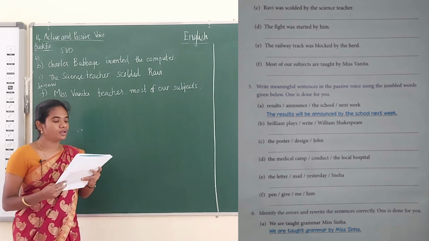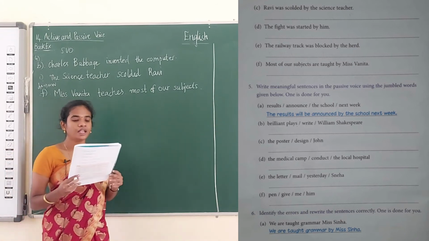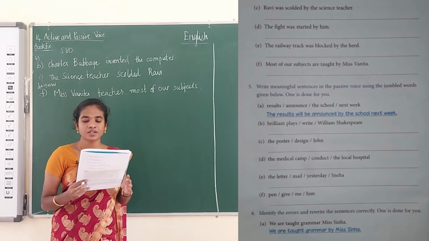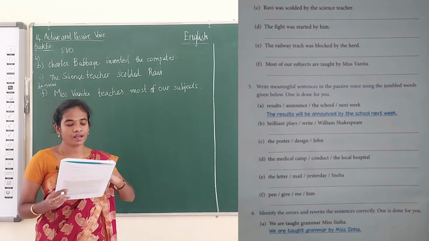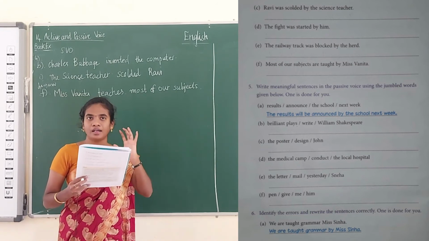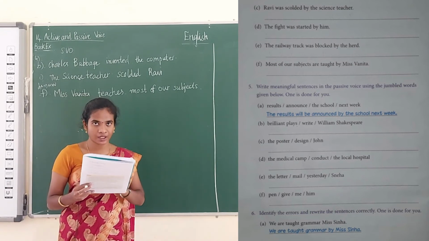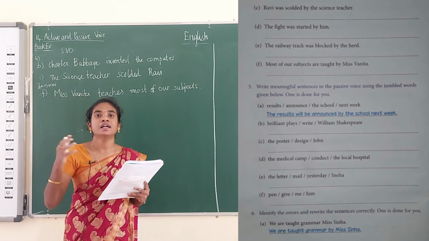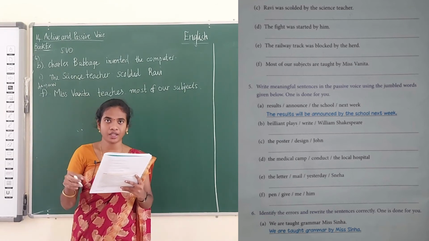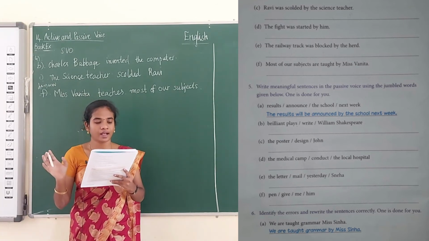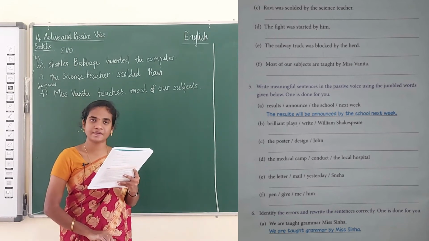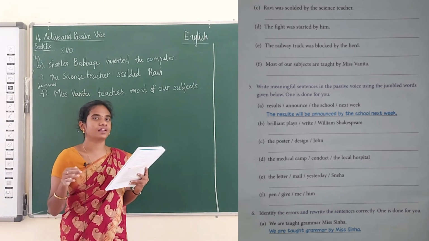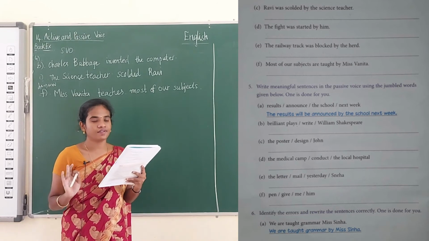The next one, fifth one. Write meaningful sentences in passive voice using the jumbled words given below. One is done for you. Okay, so here the question is in jumbled words. It is in an active voice. In active voice, some of the sentences are jumbled here. You have to write it in the correct order. See here, result announced the school next week. So it is next week, so it is a future tense we are finding.